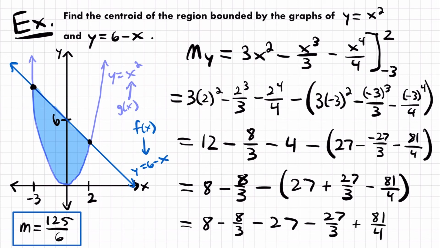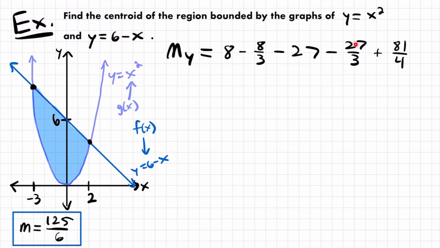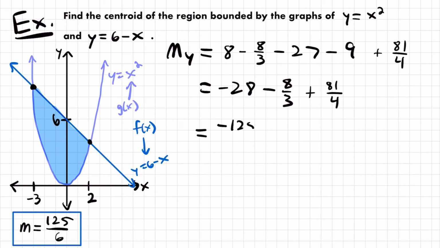And so if I clean up my work here, we can simplify even further. 27 divided by 3 is equal to 9, so this is just -9, so I'll write that as 9. And then -27 minus 9 is equal to -36, and then if we add that to 8, we get -28, and so this is equal to -28 minus 8/3 plus 81/4. And so then if you add all these together, you will find that the moment about the y-axis is equal to -125 divided by 12. Okay, and so that is the moment about the y-axis.